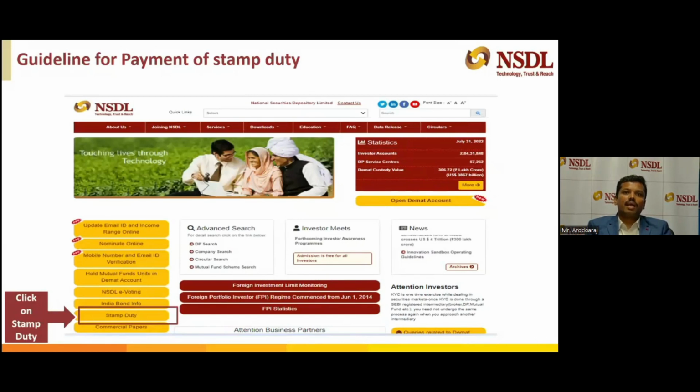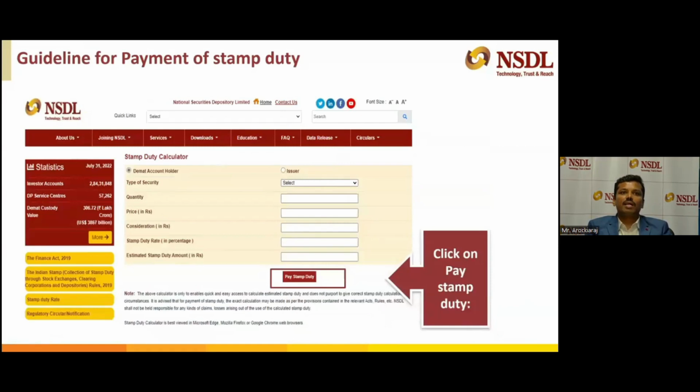The participants and clients may check the applicable charges using the stamp duty calculator before making the payment of stamp duty. However, it is advised that for payment of stamp duty, the exact calculations may be made as per the provisions contained in the relevant acts, rules, etc. Once you have calculated the stamp duty, click on the link Pay Stamp Duty and you will get this page for payment of stamp duty.